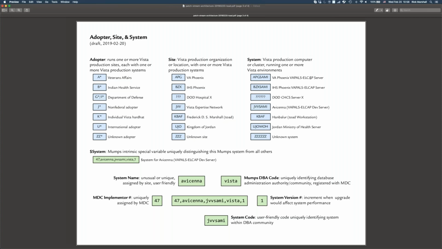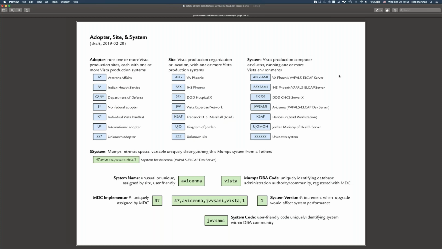It'd be a something something SAMI that wasn't PG or RGA or whatever else. Every VA site could have their own something something SAMI that would be the namespace for the local VAPALS ELCAP server that they're running at their site, if they've got one. So now we've got a schema that allows us to name all these computers in ways that are absolutely unambiguous. And we can distinguish them from the Avicenna server where we're doing our development.